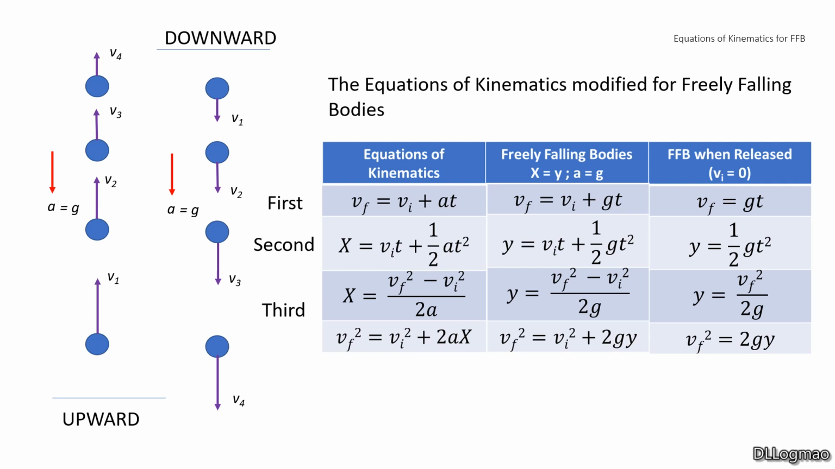The second equation is the distance traveled is equal to 1/2 of the product of acceleration due to gravity and the square of time. The first of the third equation, the distance traveled is equal to the ratio of the square of final velocity and twice of acceleration due to gravity. And the second of the third equation, the square of final velocity is equal to twice of the product of acceleration due to gravity and distance traveled.